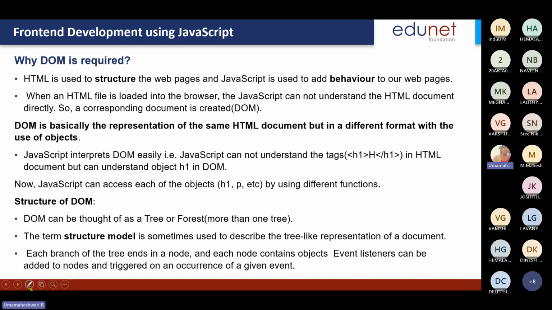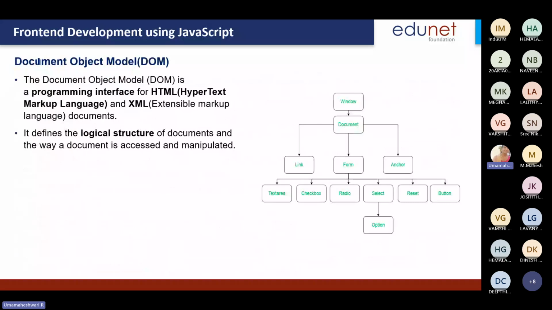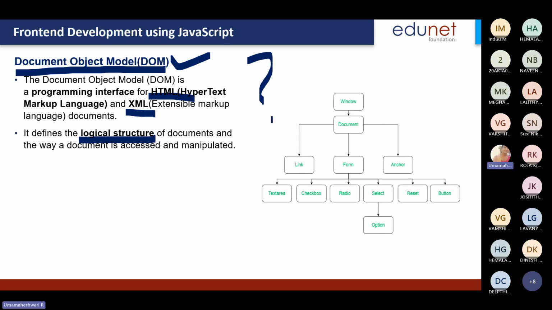Okay, why is a DOM required? So what is DOM first of all? This is the abbreviation of Document Object Model, and Document Object Model is a programming interface for HTML and XML, and it defines a logical structure of a document. So why do we need this DOM first?